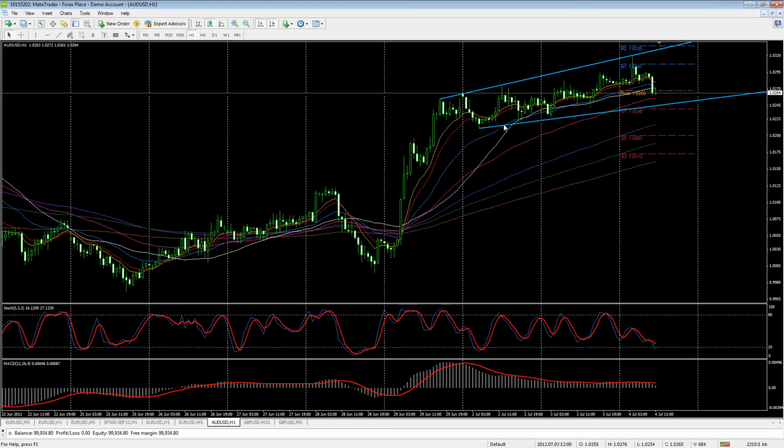Again, we may see the price react to either trend line. I don't know if it'll be this one, or maybe it'll be this one here. So let's wait and see. Maybe later on during this session, we'll see how the Aussie dollar reacted. Okay, another trend line here, moving average 52. We'll see.